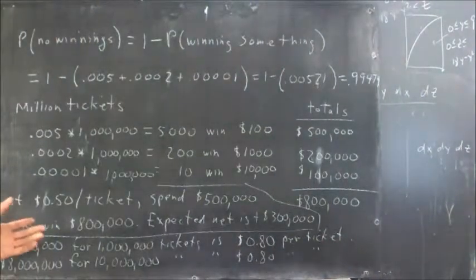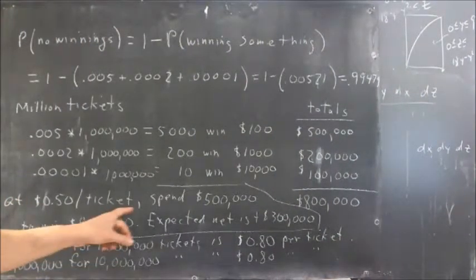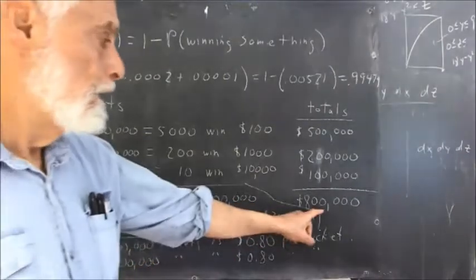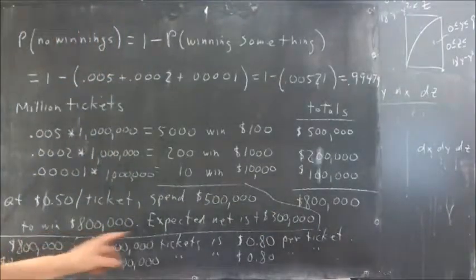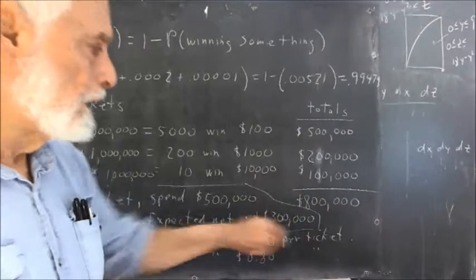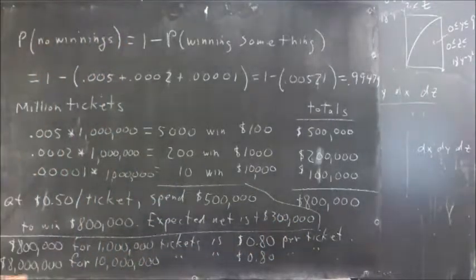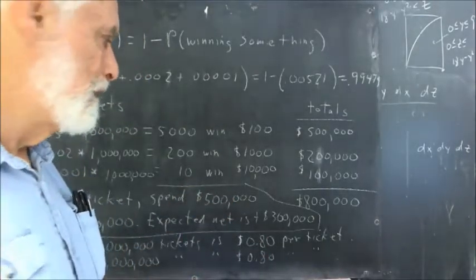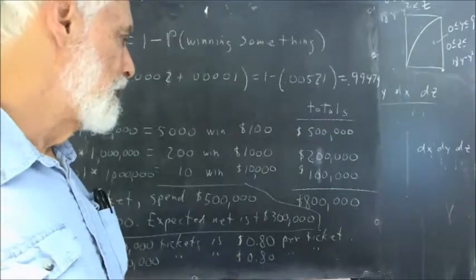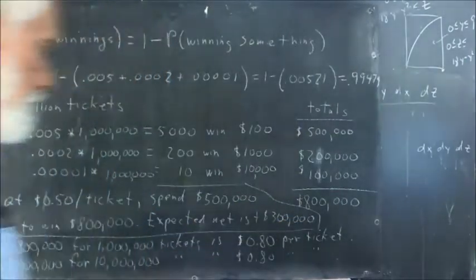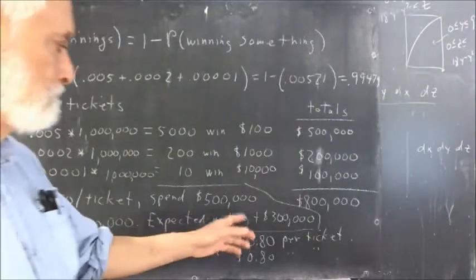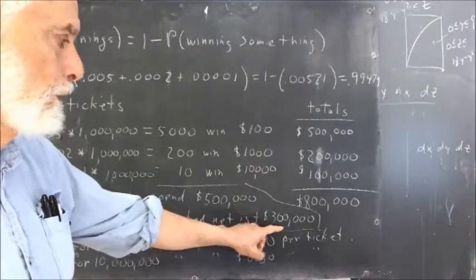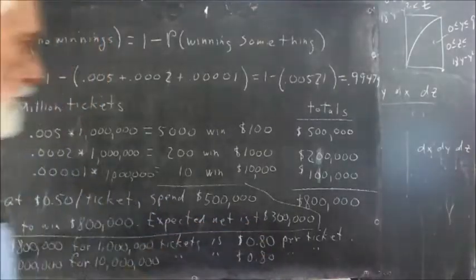Now, at 50 cents a ticket, well, you'd be spending $500,000 on 1,000,000 tickets, and you would expect to win $800,000. So your expected net winning is $300,000. And this would be a good investment. There's practically a zero probability, it would be unfathomably unlikely, that you would win as little as $500,000. You would almost certainly win, and you would expect to get something close to a net gain of $300,000 at 50 cents a ticket.